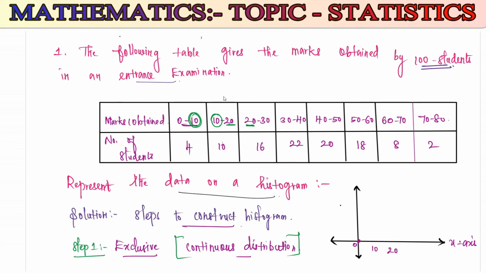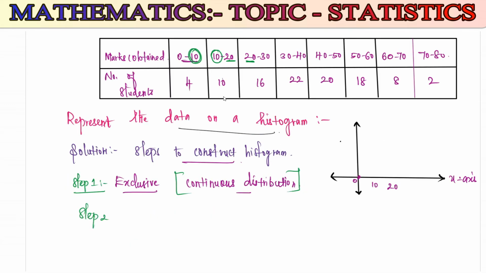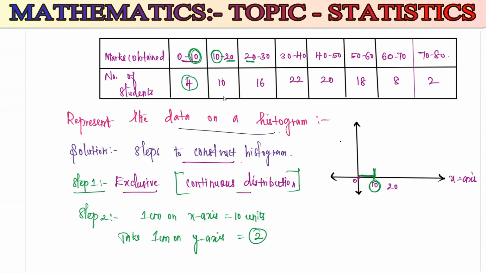Next, step 2. Take 1 centimeter on the x-axis as 10 units. As well, we take 1 centimeter on the y-axis as 2 units, because the highest value is 22, which is less than 30, so I can take 1 centimeter as 2 units. It is nothing but marks. Now we are going to construct the given data.